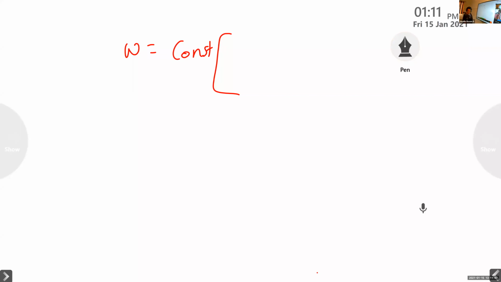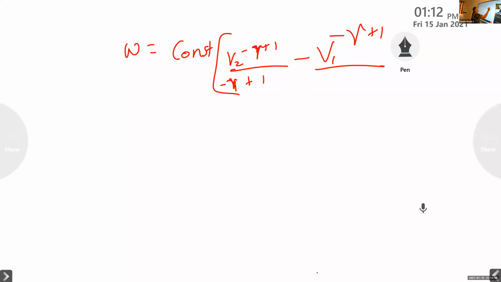So we were just substituting the limits, that is V2 minus gamma plus 1 divided by, this is the one we have stopped, no? Minus gamma plus 1 minus V1 minus gamma plus 1 divided by minus gamma plus 1. So we are still here. Now what is the next step? I think up to here we have completed.